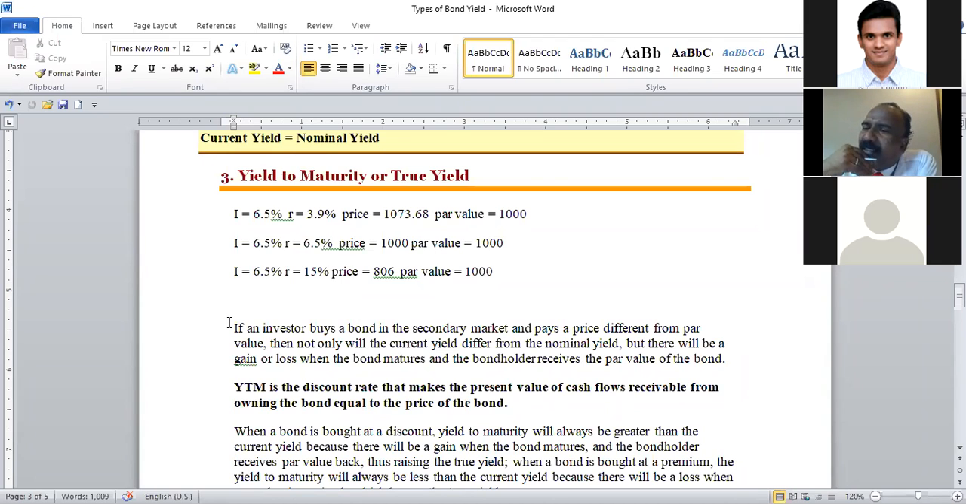1073.68. Okay, so that is called yield to maturity. It is the rate at which the left hand side and the right hand side are equal. The right hand side is the present value of cash inflow from owning the bond. What is the left hand side? The price of the bond. At what rate are these both equal?